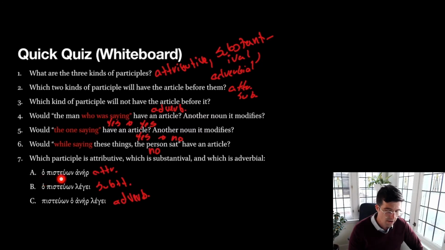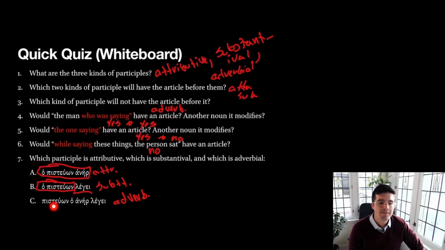And lastly, name which one of these is which. So we have the article, the participle, and the noun that it corresponds to or matches in case, gender, and number: nominative, masculine, singular. This is an attributive because we have the article before it and we have another noun. Hapistuon is going to be substantival and lege here is going to be our verb. So we have an article with a participle, but we don't have any other noun there. So we have a substantival where this is functioning as the subject of the verb, lege. This one also would be the subject. We don't have a verb there. The believing man is the subject. This one is just the believing one.